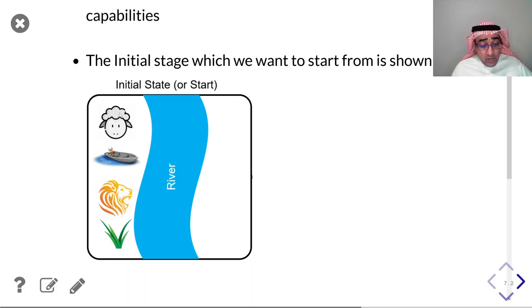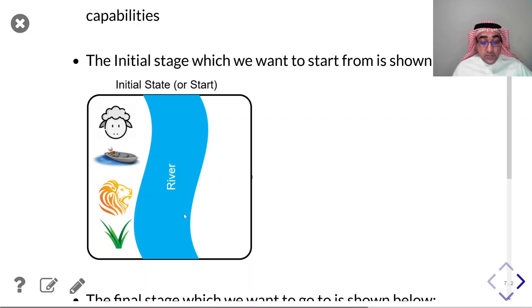So we are on one side of the river, and we want to go to the other side of the river, and the boat can only take one thing at a time. Now we change the problem into a visual perception problem. We call this the starting position where you are at. We call this the initial state. So this is the initial state.